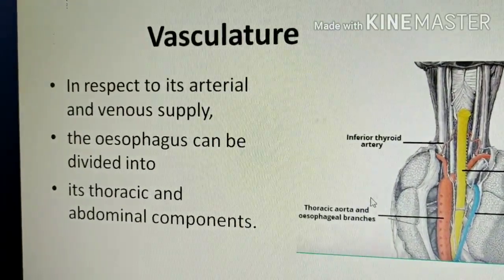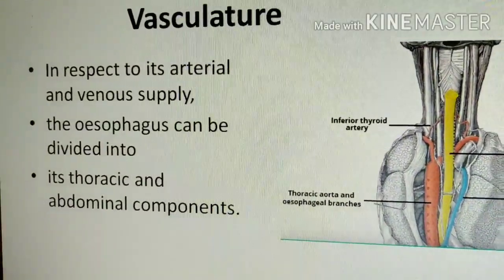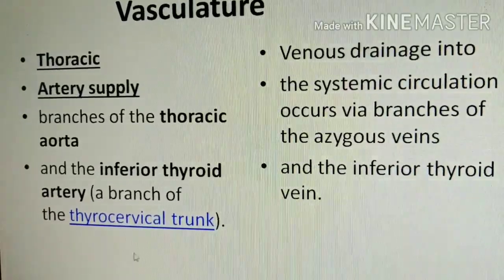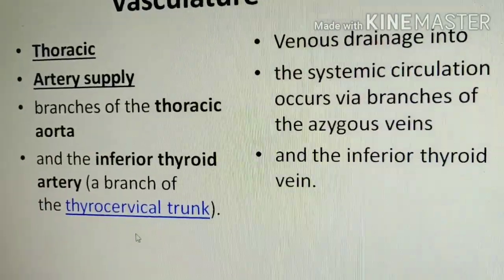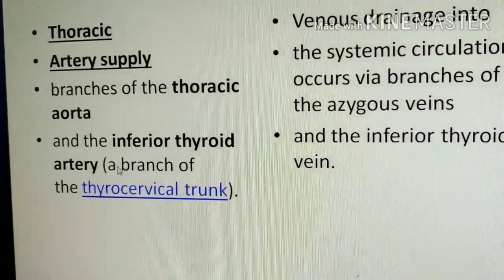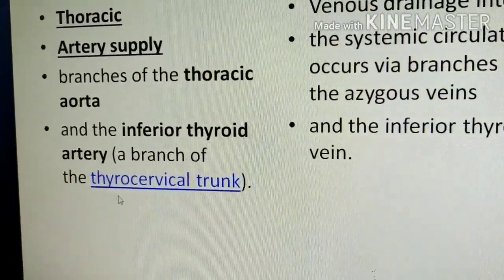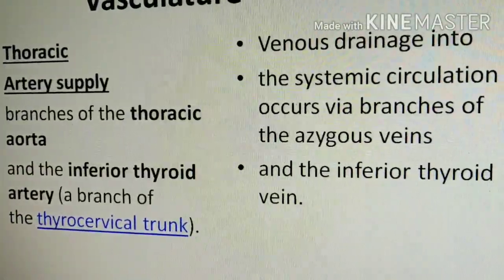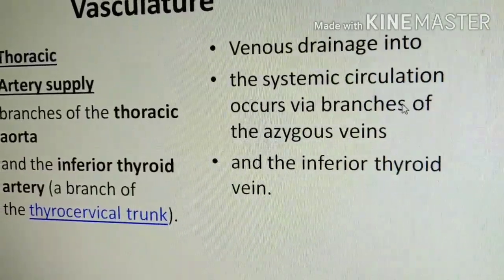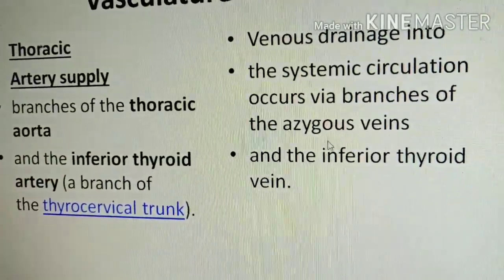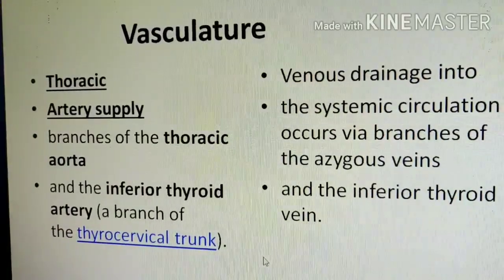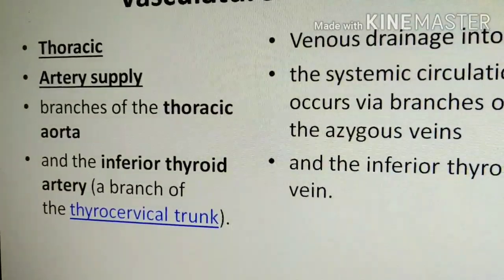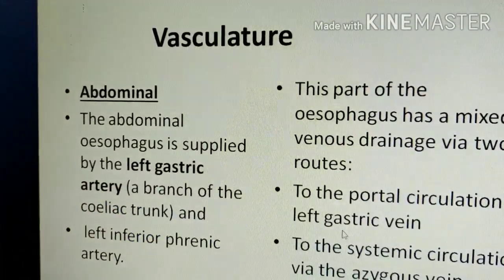Now the vasculature. With respect to the arterial and venous supply, the esophagus can be divided into a thoracic part and an abdominal part. In the thoracic part, the arterial supply is from the thoracic branches of the descending thoracic aorta and the inferior thyroid artery. This is a branch of the thyrocervical trunk, which is also a branch of the subclavian artery. And venous drainage is into the systemic circulation, by the branches of the azygos vein and the inferior thyroid vein.